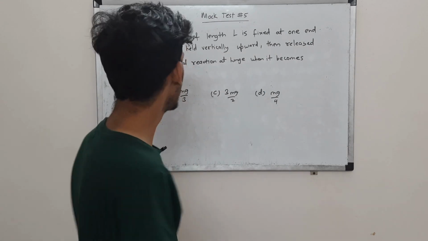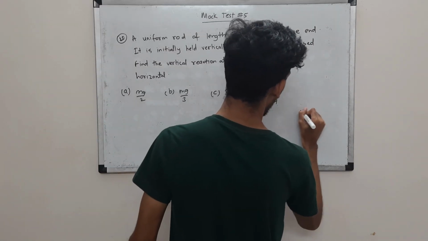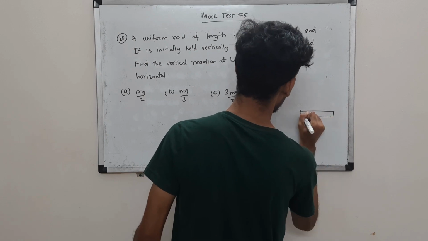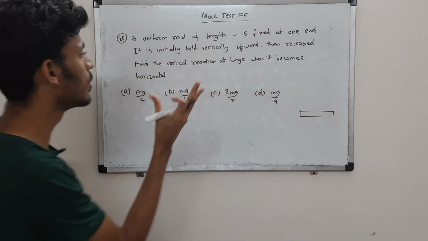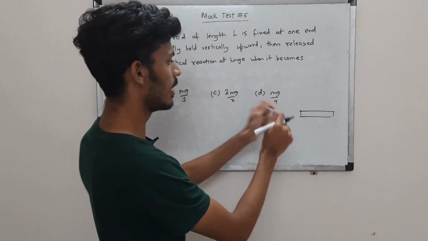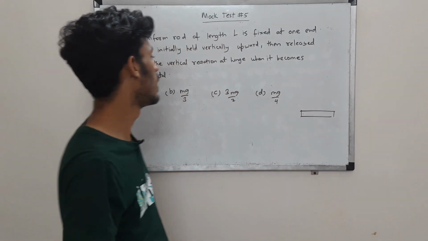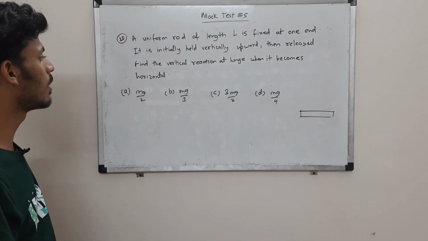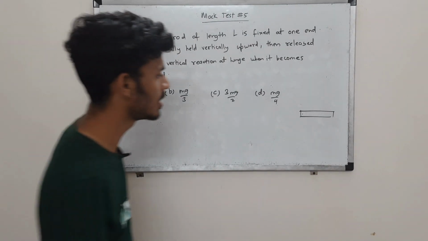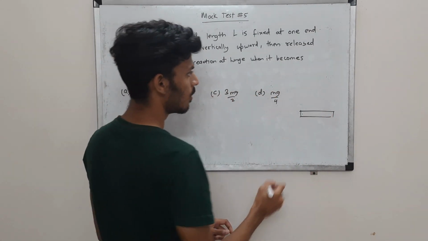Question 20 over here. Here we have a uniform rod of length L which is fixed at one end. It's actually vertical first, and you are going to leave it from there. So when it is released, it will go like this. It's hinged at this end. So there will be some torque. You are supposed to tell what will be the normal reaction at the hinge when it is horizontal, when it comes in this configuration.